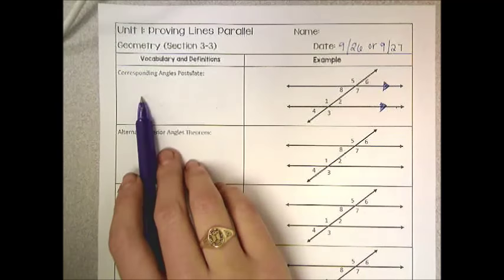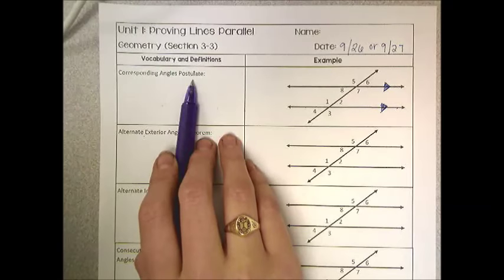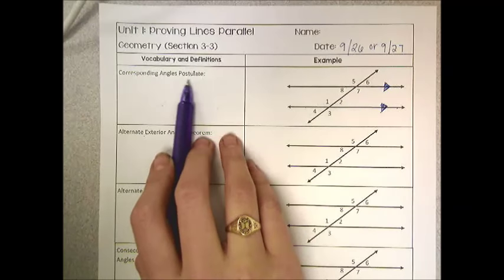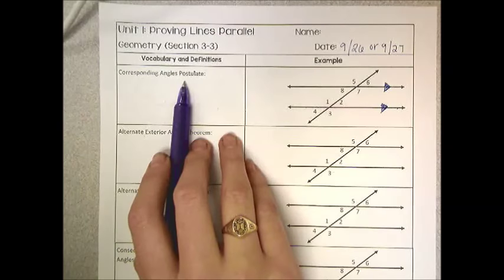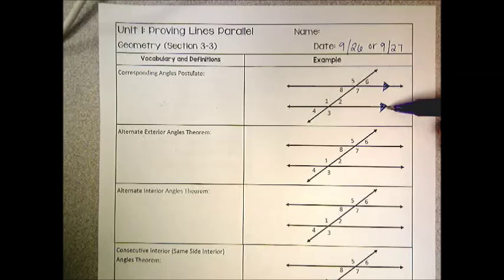So our first definition for today is the corresponding angles postulate. A postulate is just like a theorem, a law, a rule, anything that we accept to be true in math. So if you look over here, I drew these two dark arrows on my lines. That is a symbol for parallel lines. So because we see these, we know that these two lines are parallel.